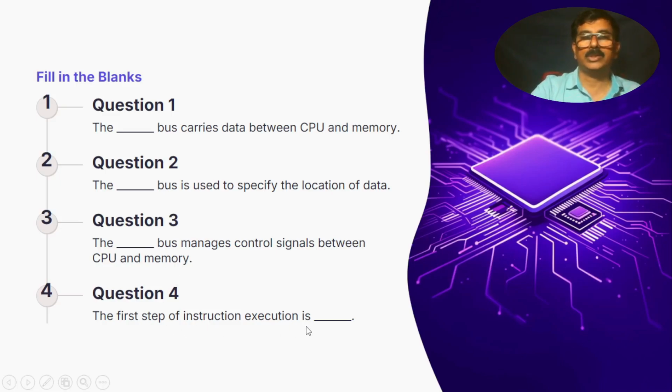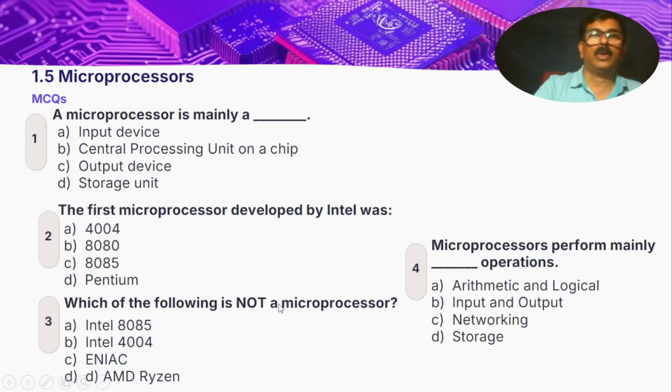The first step of instruction execution is called fetching. Next, section 1.5, microprocessors. In that MCQ, a microprocessor is mainly a dash. A microprocessor is mainly a central processing unit on a chip. The first microprocessor developed by Intel was 8080.